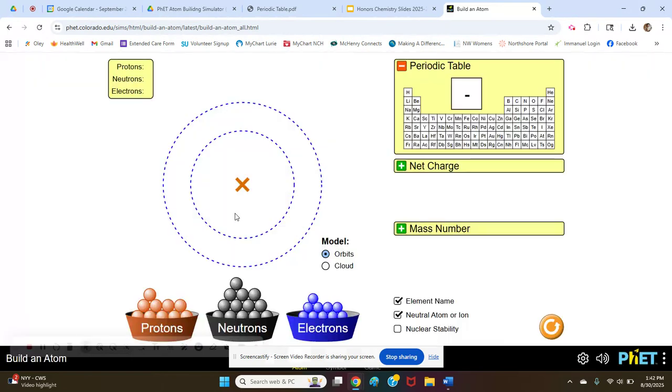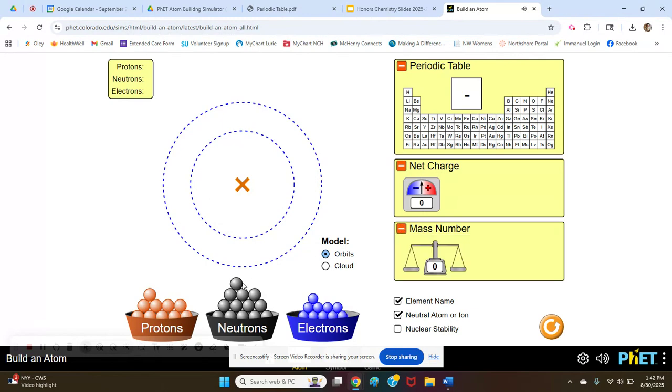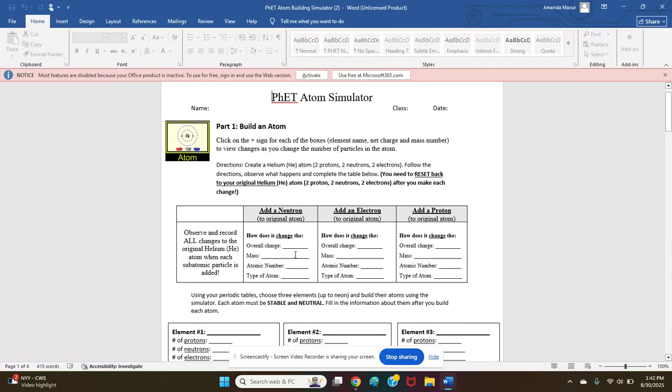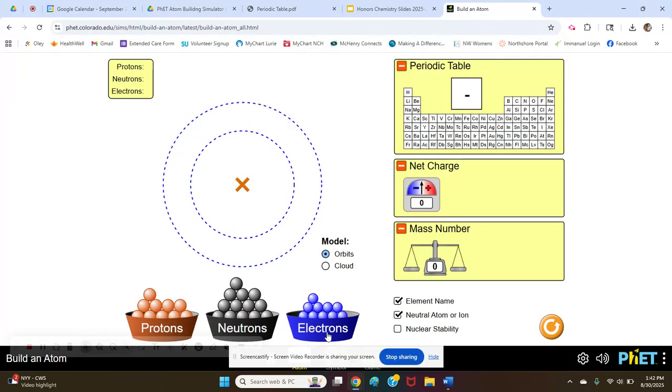And you click on Atom. And it'll look like this. Here's how it works. Open up these two boxes, and you are going to basically follow the directions over here. You're going to start off by creating a helium atom, which is 2 protons, 2 neutrons, and 2 electrons. So I'm going to click and drag the 2 protons in, 1 and 2. Then the 2 neutrons, 1 and 2. And then these 2 electrons, you're going to see they're going to come right there.